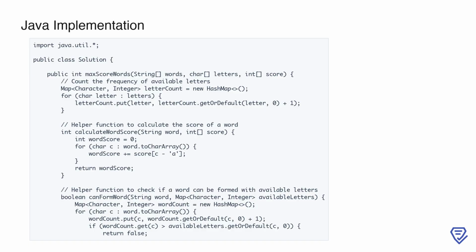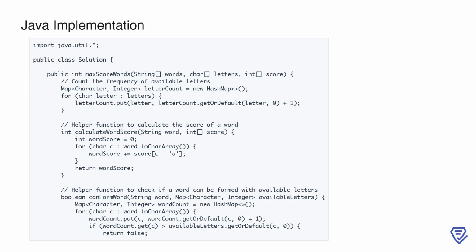First, we count the frequency of all the available letters using a hash map. This allows us to efficiently track how many times each letter can be used. Next, we define a helper function called calculateWordScore. This function takes a word and the score array as inputs and computes the total score of the word by summing up the scores of its individual letters. Each letter's score is determined by using its position in the alphabet as an index in the score array.